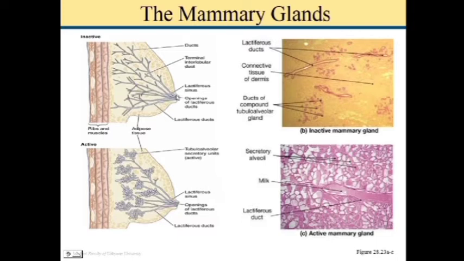As in any compound gland, the main duct branches and a terminal duct finally enters each lobule. The intralobular and interlobular ducts are lined by a simple cuboidal or low columnar epithelium. The main duct, including the lactiferous sinus, is lined by a stratified cuboidal epithelium consisting of two layers of cuboidal cells. And close to the opening at the nipple, the epithelium of the main duct becomes stratified squamous.